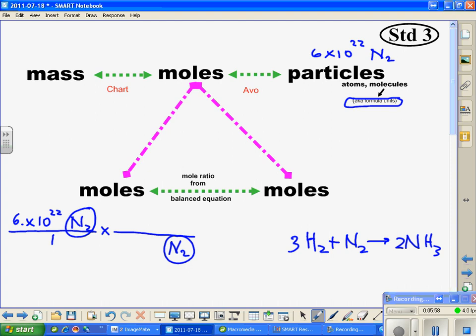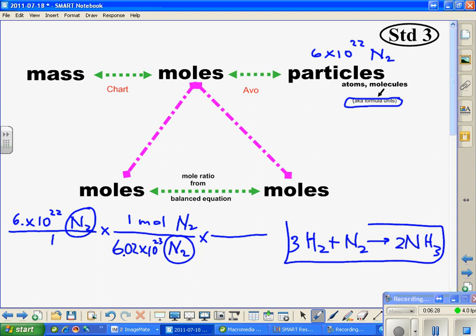So what's on the bottom? Molecules or mole? Molecules, and it is 6.02 times 10 to the 23rd, and on the top, 1 mole of N2, same stuff. Okay, now we're not going to take the side trip down below. We're just going to go straight across. So what's our next one? What's on the bottom?